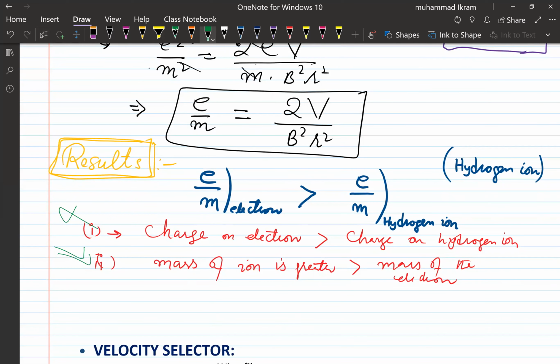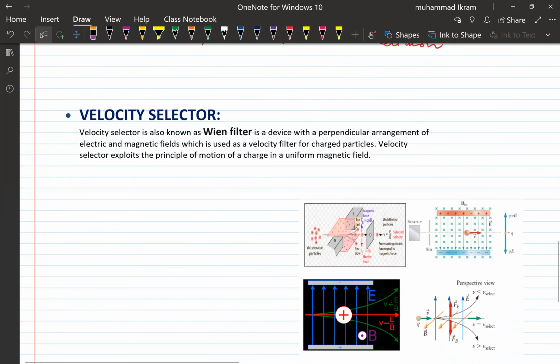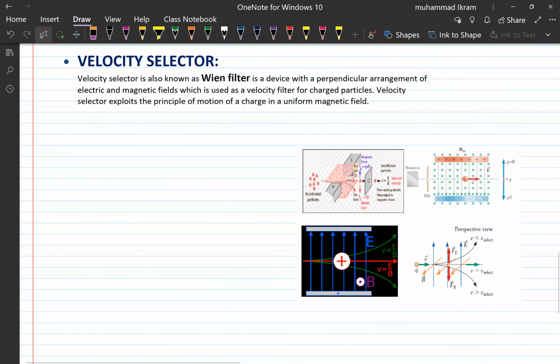So what does this E by M ratio show? It shows that the mass of the ion is greater than the mass of the electron. This means that the mass of the hydrogen atom comes out to be roughly 1836 times greater than the mass of the electron. So that is the physical significance of the E by M ratio which we are calculating. And the next important topic is the velocity selector.